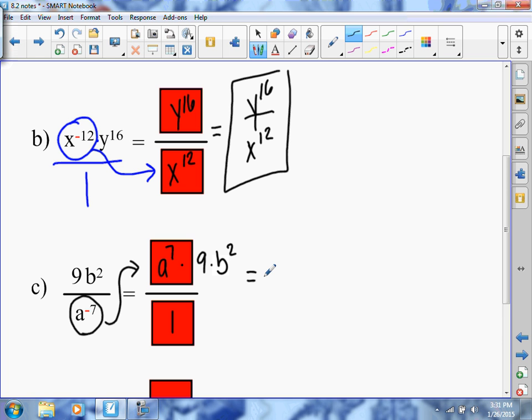Now you can leave your answer like that if you want, but we like to write the numbers first, and then we like to put the variables in descending order. And if you want to put it over 1, that's totally fine. But again, that's all I can do to simplify this expression because I don't know what the a and the b are. I can't add the 7 and the 9 because a and b are not the same. They have different variables, different bases. If it was a to the 7th and a to the 2nd, then I could add them. But since it's an a and b and they're different, I can't combine them.